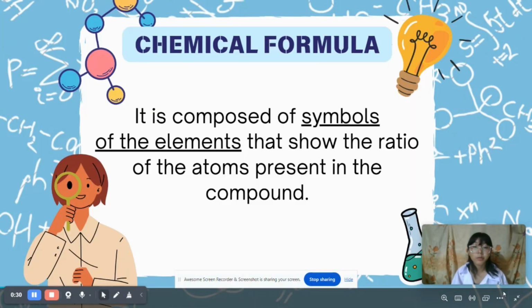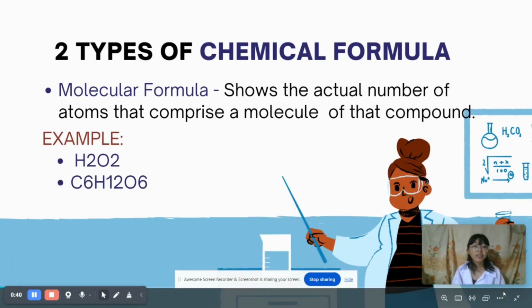A chemical formula is composed of symbols of the elements that show the ratio of the atoms present in the compound, and it has two types. The first type is molecular formula. It shows the actual number of atoms of each element in the compound. For example, H2O2, or hydrogen peroxide. It shows that it has 2 hydrogen atoms and 2 oxygen atoms.